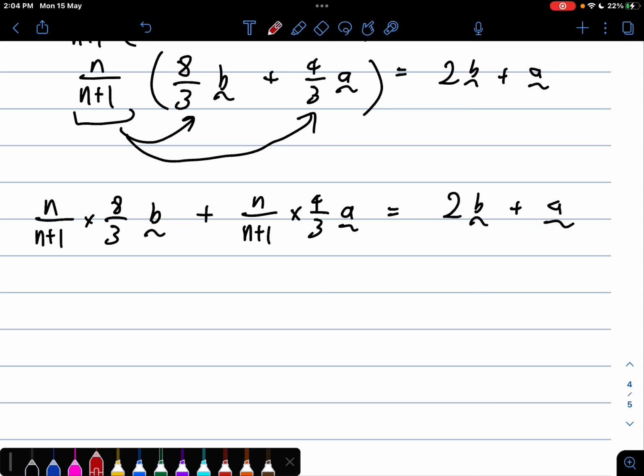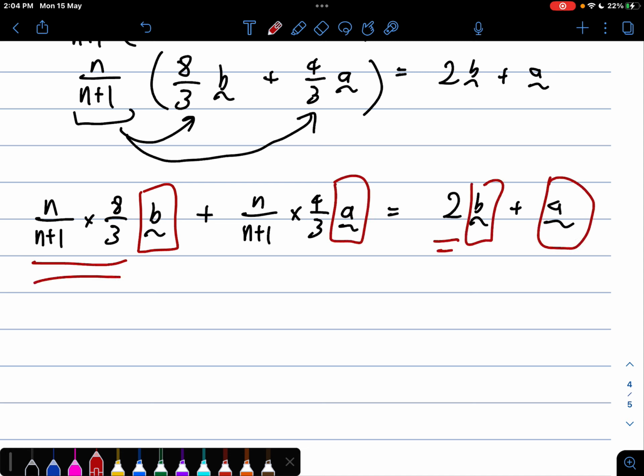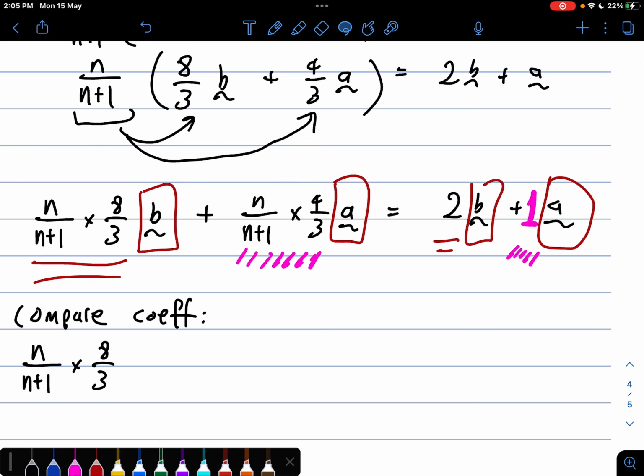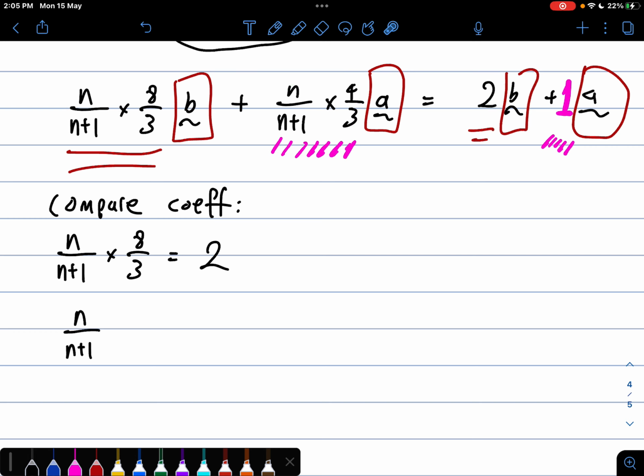Now we have something very interesting. Vector b has a coefficient in front, and vector a has an invisible coefficient 1 here. This part and this part, we can just compare coefficients. By comparing coefficients, we realize that the red part here, n over n plus 1 times 8/3, equals 2. From there we can solve for n. We don't even need to compare the pink part, but you can if you want to. n over n plus 1 times 4/3 equals 1. They are exactly the same. Can you see that you just have to divide by 2 to get to the other one?